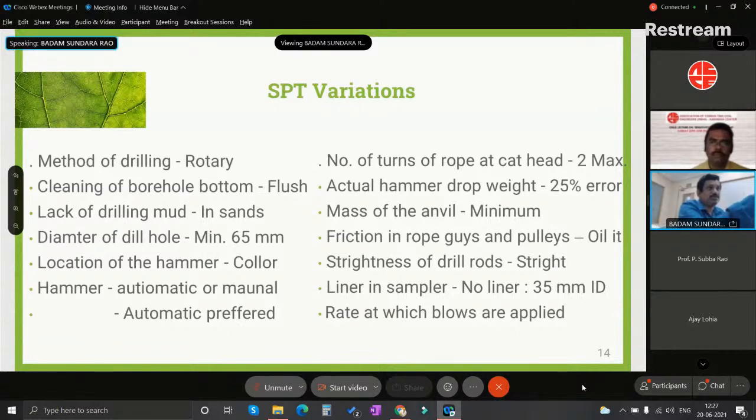Unless this uniform rate is maintained, there will be a probability of error in the reported N value. Out of this, the main influencing factor is actually the drop rate of the hammer, which leads to a 25% error. Suppose I report an N value of 10 from the field, it comes to be only 7. In most cases, it is not more than 7 at the highest, as the rate will be less. Therefore, you are reporting a wrong value because of the drop rate of the hammer.